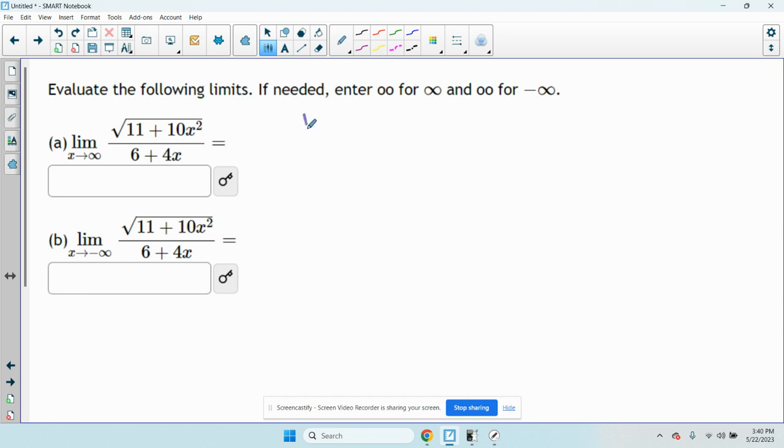If the degree of the numerator is bigger than the degree of the denominator, that implies that the top's getting larger faster. So that's going to go to infinity. It's getting big without bound.